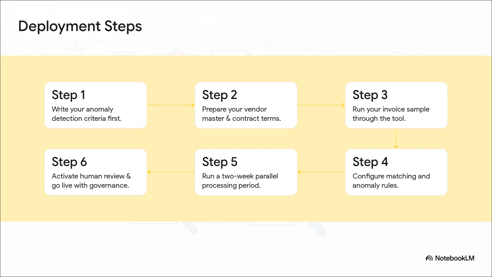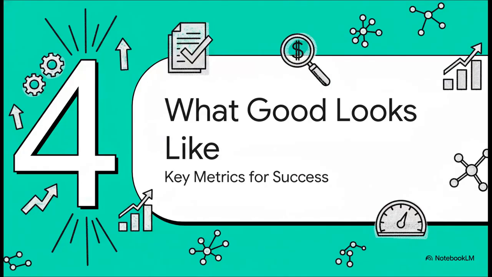And finally, you activate your human reviewer and go live with all your governance firmly in place. So you've got it deployed, it's up and running, but how do you know if it's actually any good? This next part is all about recognizing what success really looks like. These are the key metrics you should be looking for.